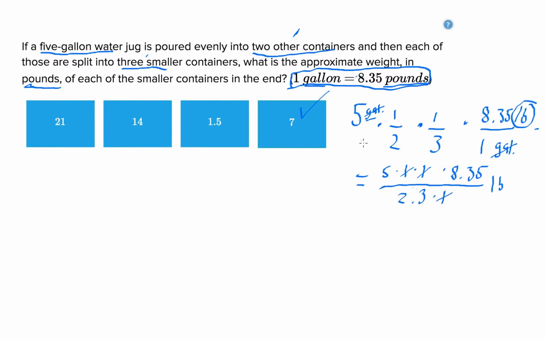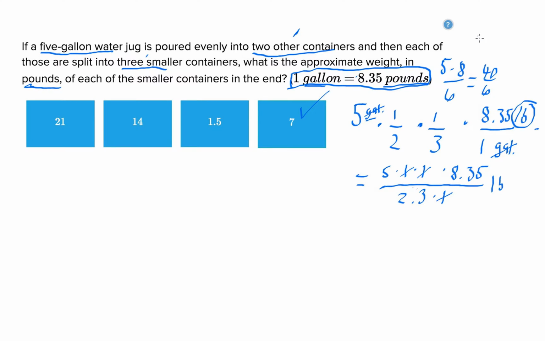There is, however, a faster way to solve this problem. Since you know that it's looking for an approximate weight, and these weights are very different from one another, there's not a chance that you could round and get a number that was close to 2 of the answers. Since this is true, what you can do is round this 8.35 to 8, and everything else is actually pretty nice for multiplying. And then we would multiply 5 times 8 over 6 equals 40 divided by 6.